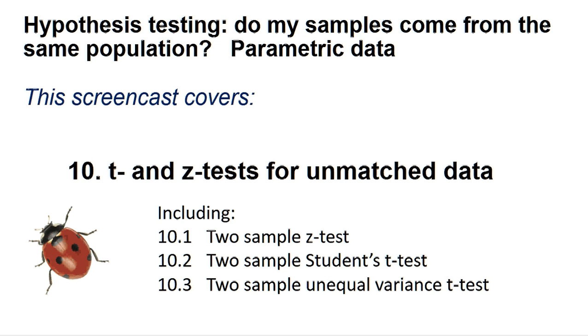This screencast covers Section 10, T and Z tests for unmatched data, and includes Section 10.1 2-sample Z test, Section 10.2 2-sample Student's t-test, and Section 10.3 2-sample unequal variance t-test. These tests are for when you want to assess if two samples are likely to come from the same statistical population or not. We often take samples from different situations and then, when we compare the data from each sample, find it to vary. The question always is whether these differences are due to random variation or whether the unique qualities of each sample situation have created this difference.